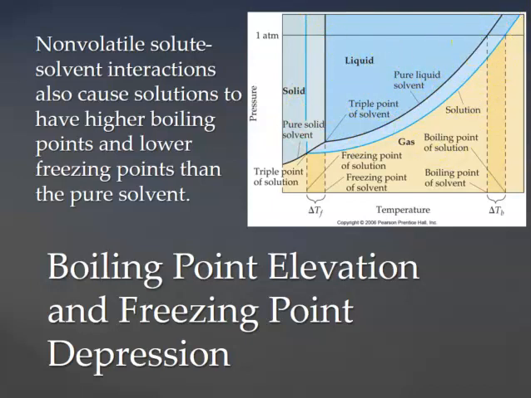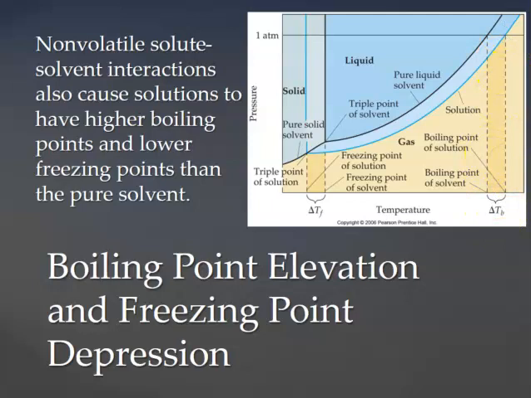Think about what's going on when you have something boiling. The boiling point is where the vapor pressure equals atmospheric pressure. So if you lower the vapor pressure by putting something in, that means you have to heat it up even hotter to get it to boil. So that difference here is our change in the boiling point. This is our boiling point elevation, this delta TB, right?